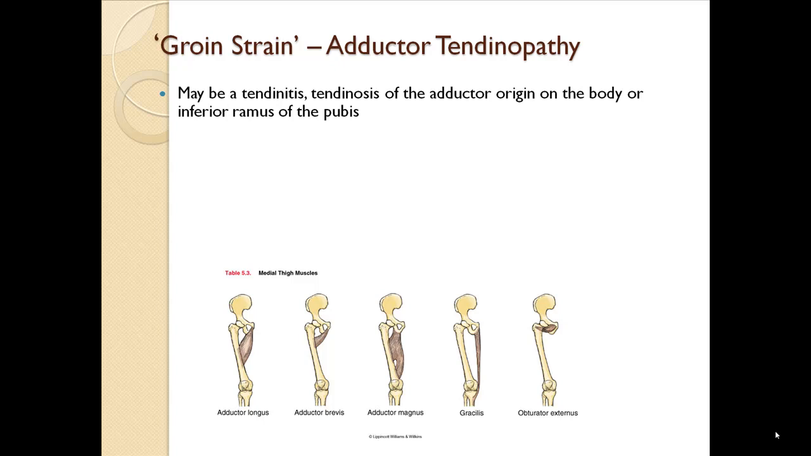The groin strain is a tendinopathy of the adductor group. This may be a tendinitis, an inflammation of the tendon, or a tendinosis, a degeneration of the tendon, and is most commonly found in the tendons of adductor longus, brevis or magnus. Adductor longus is the commonest one to get injured, as this is a fairly large muscle converging into a fairly small tendon.